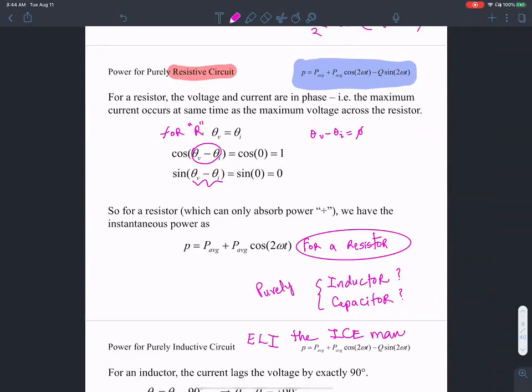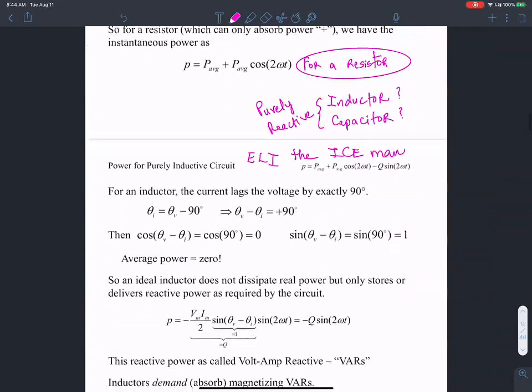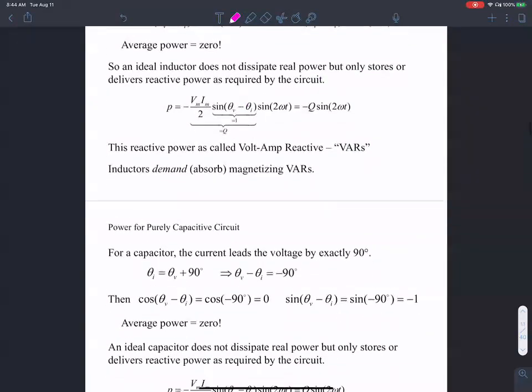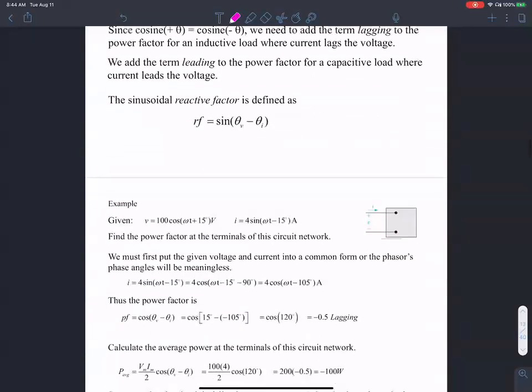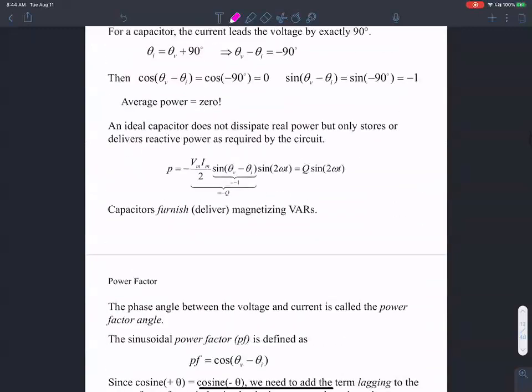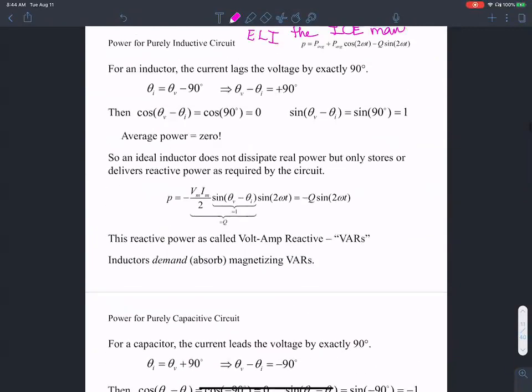Yes. Okay, that is correct. The reactive power is associated with the inductor and capacitor. This is what is going to happen.